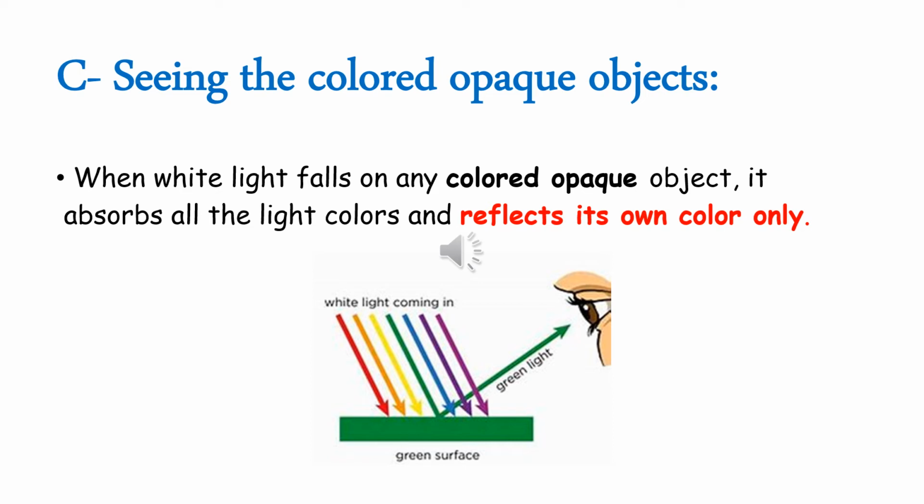So how can we see the colored opaque objects? When the white light falls on the colored opaque objects, they absorb all the light colors and reflect only their own color.